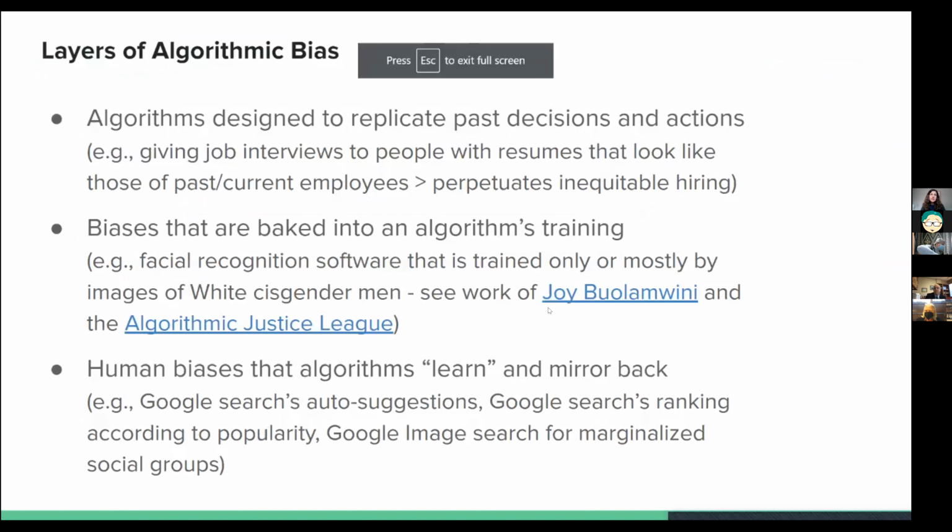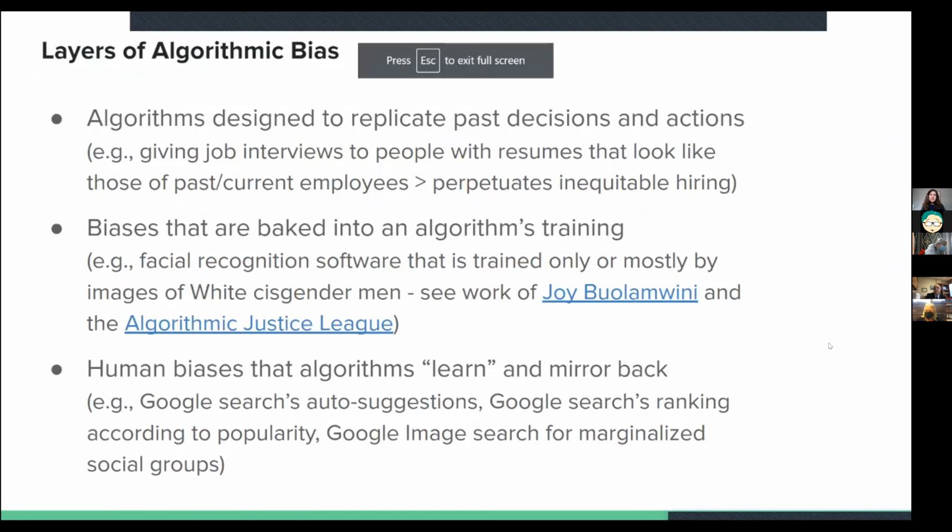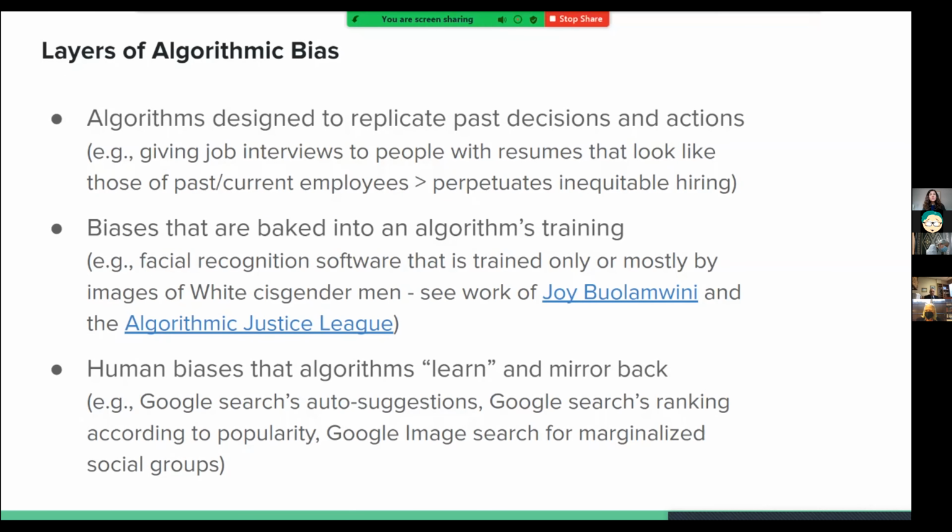So when we think about algorithmic bias, it's happening on a number of different levels. One way we can think about it is that algorithms are designed to replicate past decisions and actions. So for example, if you give interviews to people with resumes that look like those of past or current employees, if you already have an inequitable hiring system, it's going to perpetuate that system.